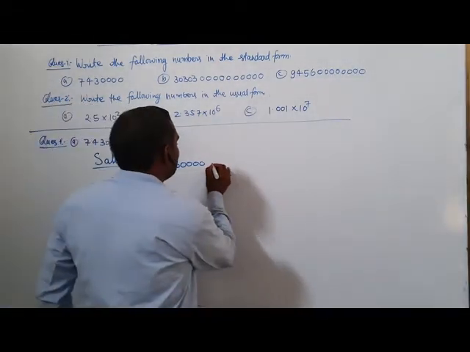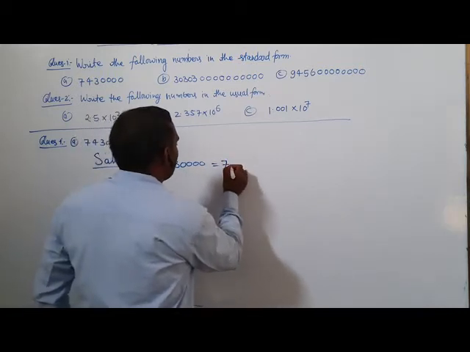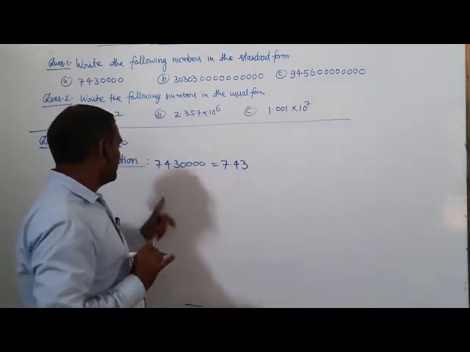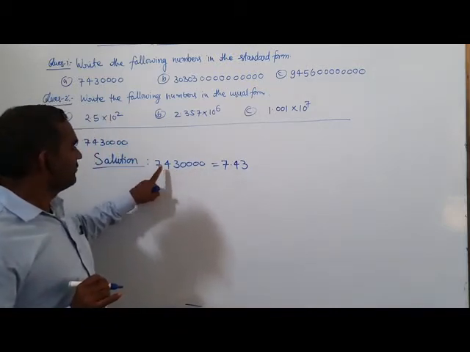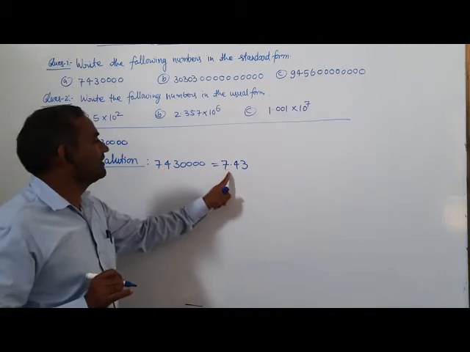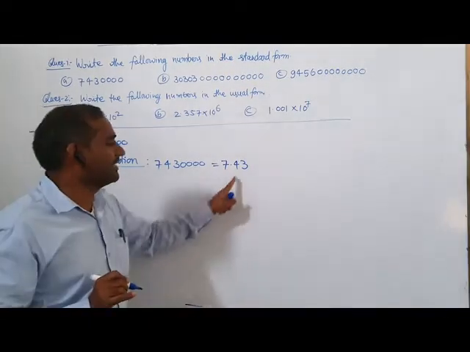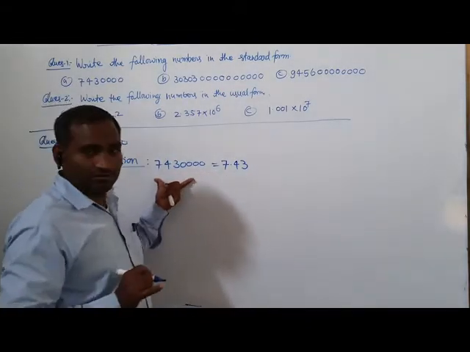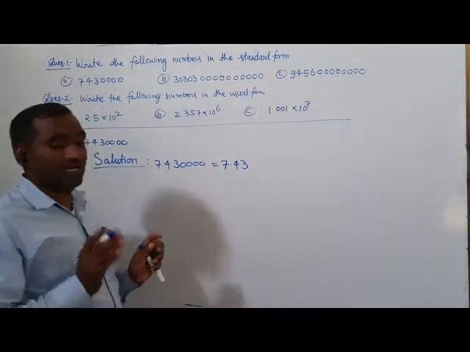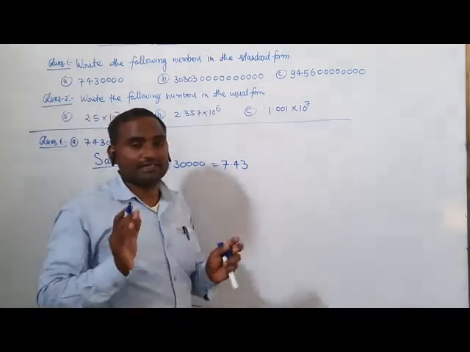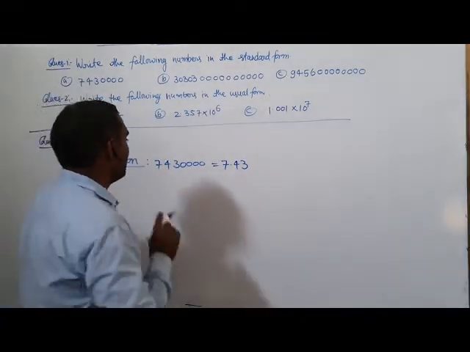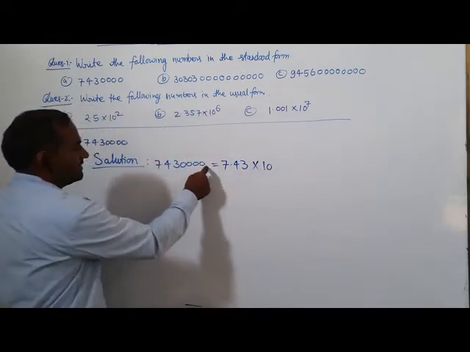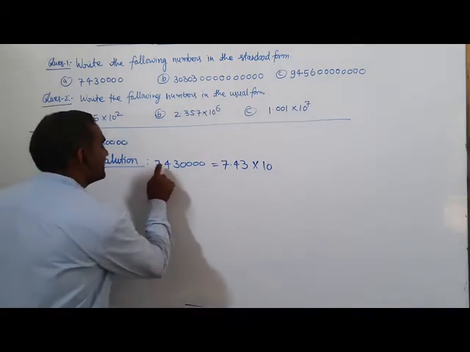So the value of this will be 7.43. We write between 1 and 9, because in standard form I have told you how to write it. Now, into 10 raised to the power, the decimal was here, and now the decimal reaches here.